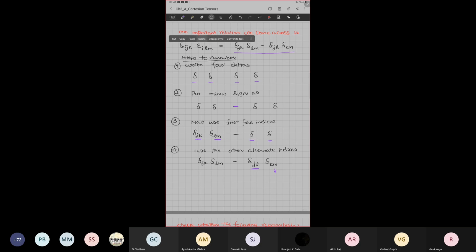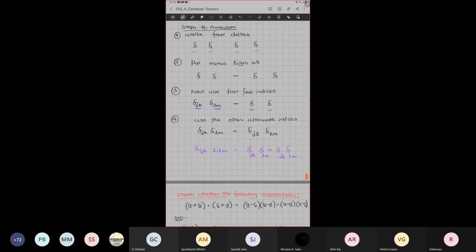So let me re-look at that step. Epsilon ijk, epsilon ilm. If I would like to write 4 deltas, I have to write, then in between 2 of the deltas a minus sign. Whatever jk comes here, whatever lm comes here, and jl, the other indices jl and other indices km, we will write it.